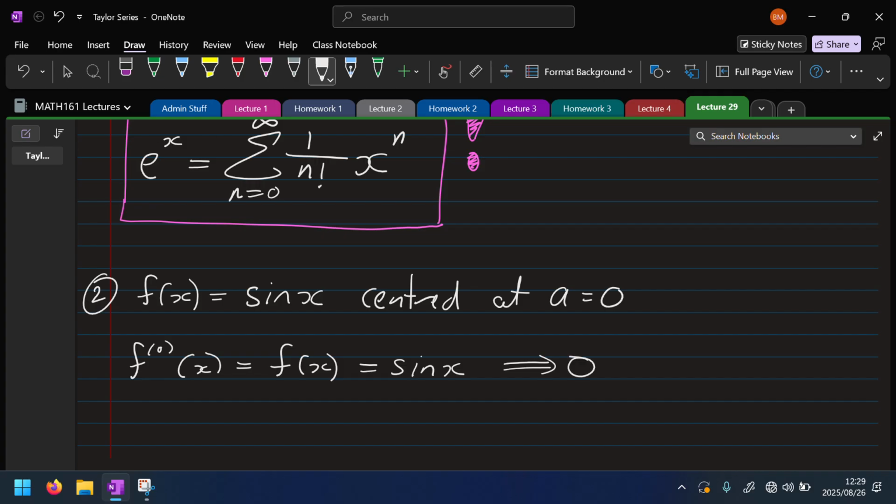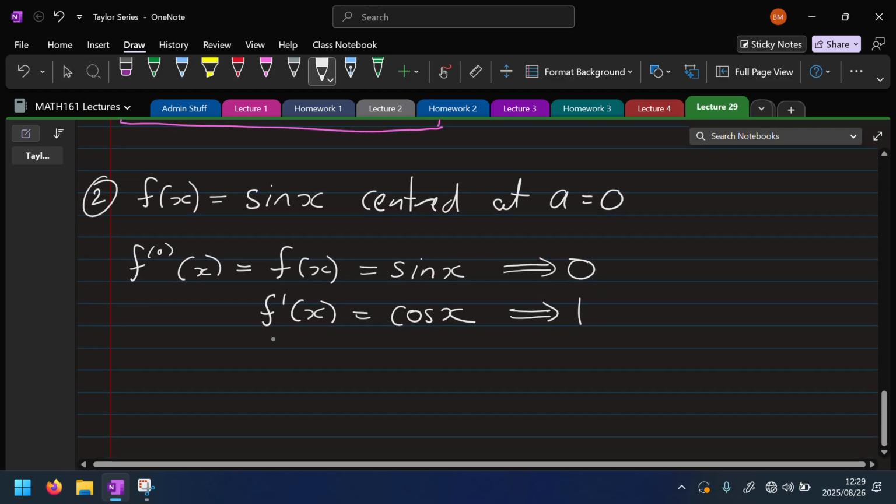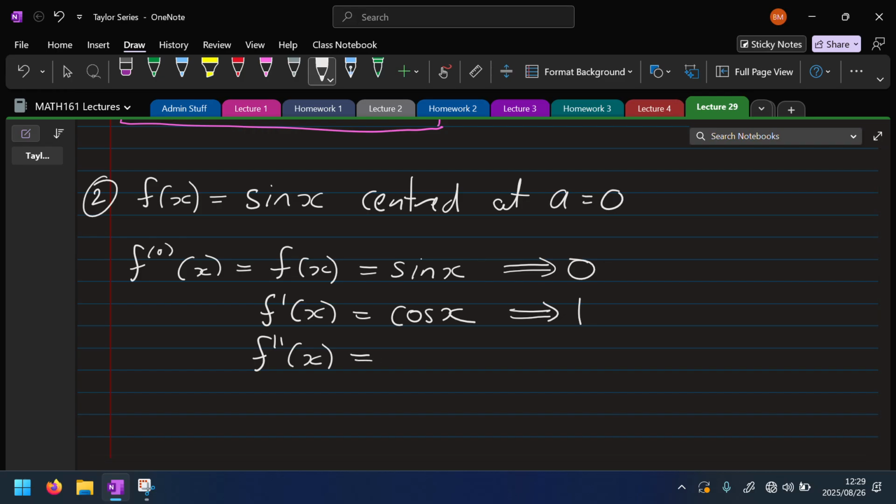What about the first derivative? So let's take the derivative. f prime is going to be cos x now, and cos at 0 will be 1. So we got 0 and we have 1. Let's do the derivative again. So we have f double prime. Now we have to do the derivative of cos, so that's going to be minus sine, and minus sine at 0 is just going to be 0.